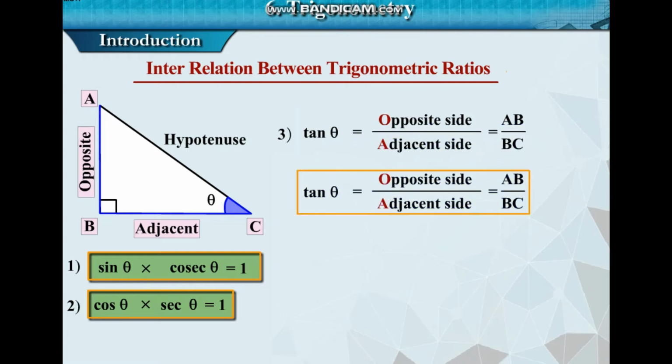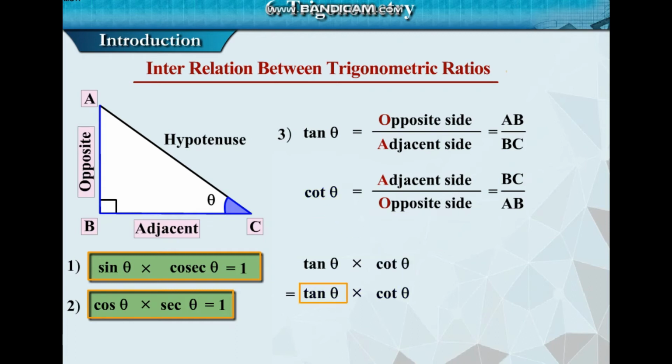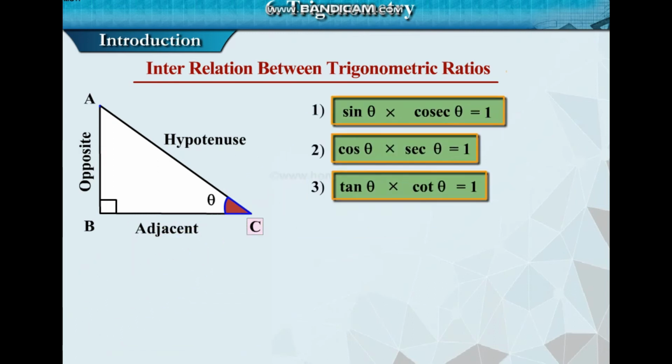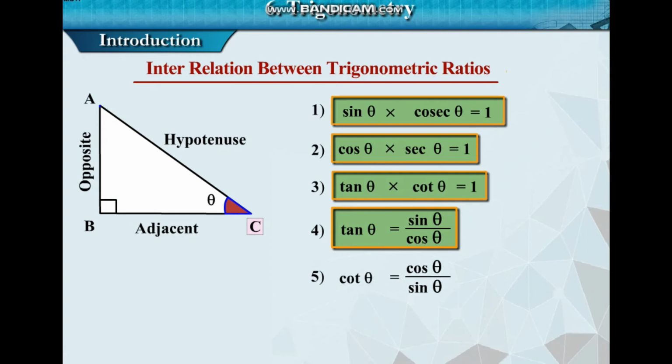3. Tan theta is equal to opposite side upon adjacent side, which is equal to AB upon BC. Cot theta is equal to adjacent side upon opposite side, which is equal to BC upon AB. Tan theta multiplied by cot theta is equal to 1. Therefore, tan theta is equal to 1 upon cot theta, and cot theta is equal to 1 upon tan theta. We also know that 4. tan theta is equal to sin theta upon cos theta. 5. Cot theta is equal to cos theta upon sin theta.